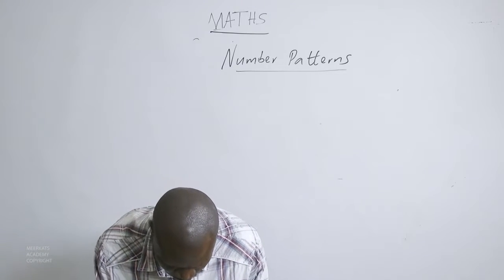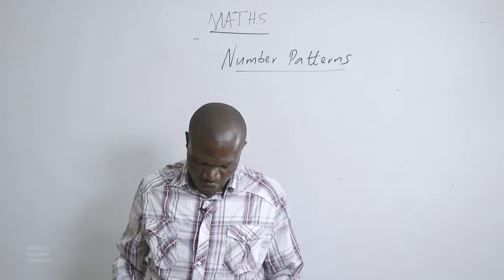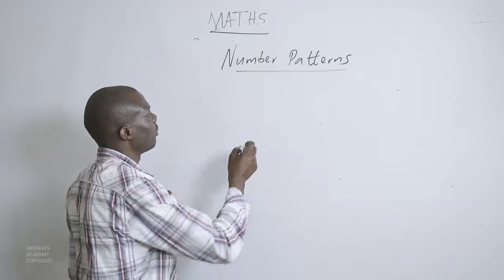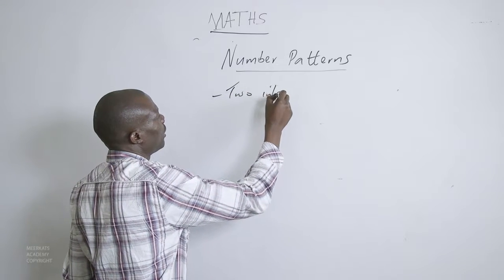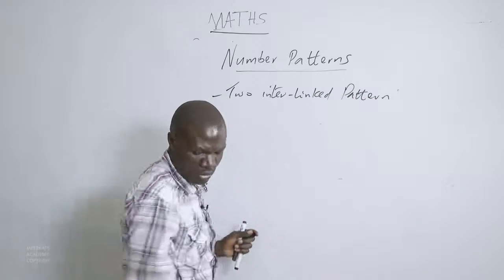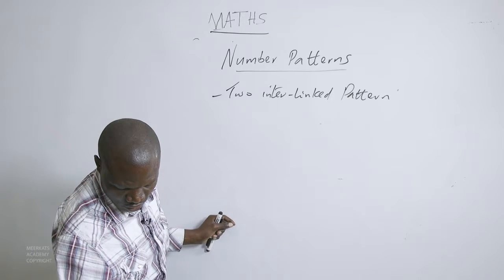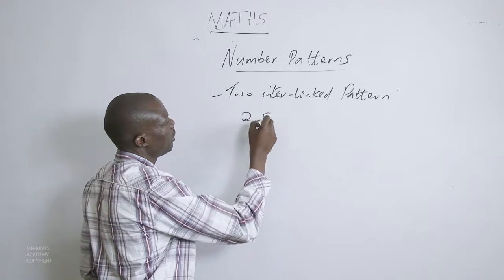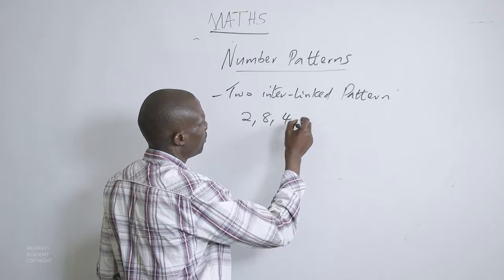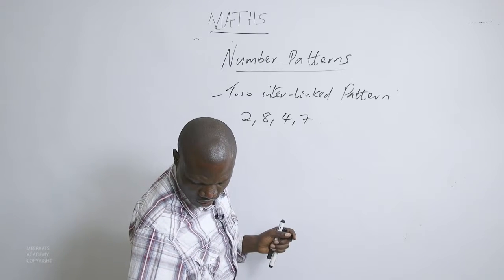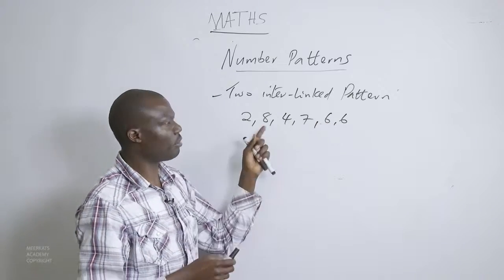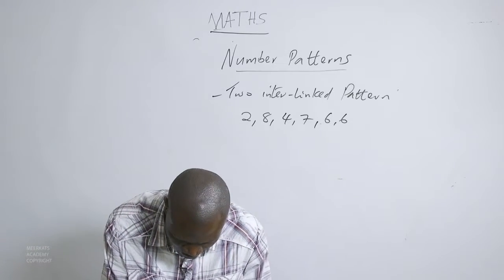Next one is when we look for two interlinked patterns. We have an example like 2, 8, 4, where we have two interlinked patterns.